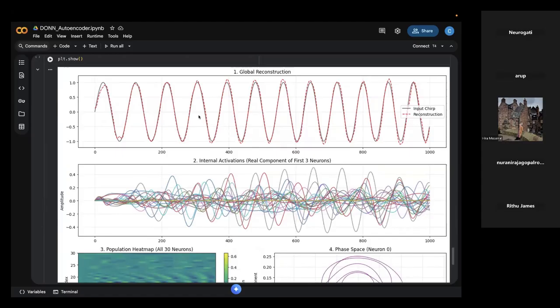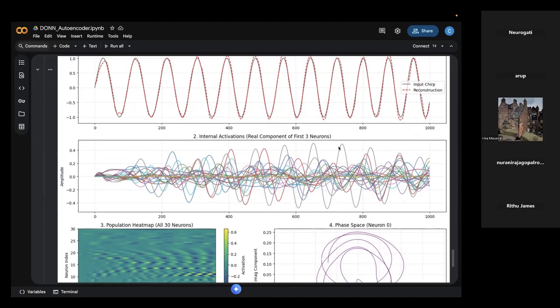The first plot on the top is the output. So we gave it an input chirp signal, and it reconstructed the input chirp signal. Okay, so this is what we want the network to perform. It should be able to reconstruct what we want to do. Secondly is the activations of the oscillators. Okay, as I said, the oscillator runs, it solves a differential equation. The differential equation gives rise to such kind of signals.